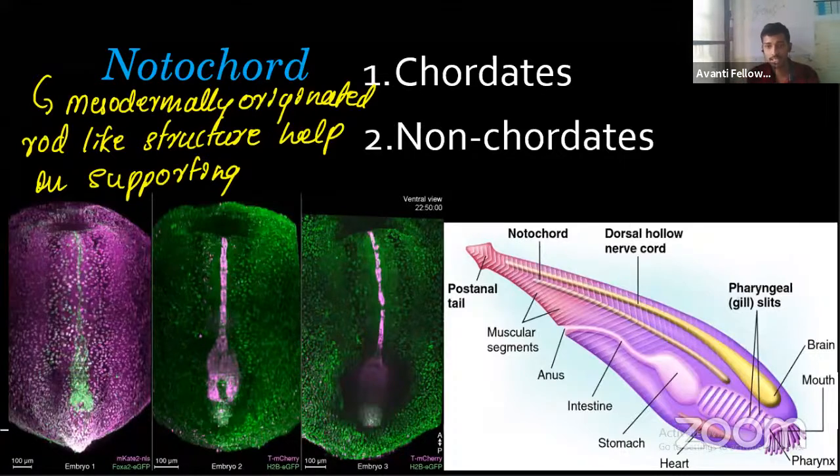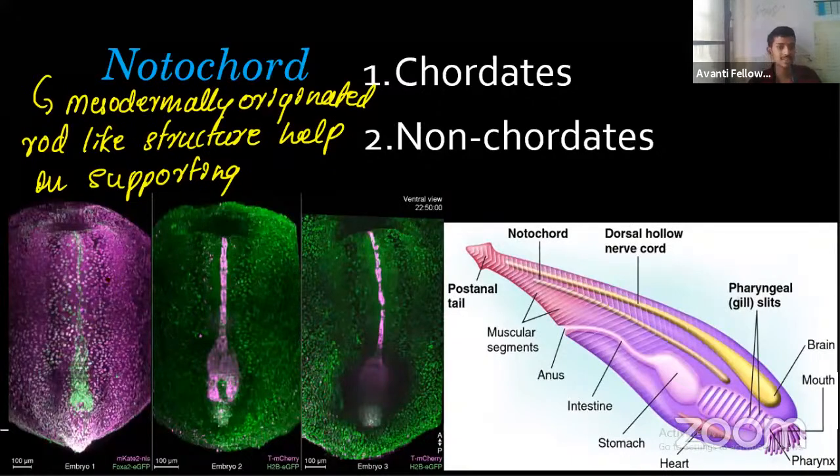Okay, correct, Gagandhi. Right. These are helping, in the embryos of all chordates. It will be a little bit different, Tanmay. Okay, we'll learn that also. So these structures help in the supporting. Here you can see the development of notochord in the embryo.